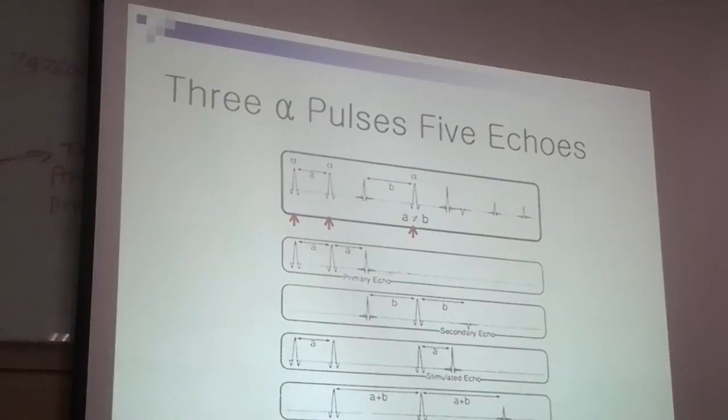So this is the step that has results. First, the two RF pulses generated the primary echo. Then the primary echo and the third RF pulse resulted in the secondary echo. This is the secondary echo, right?